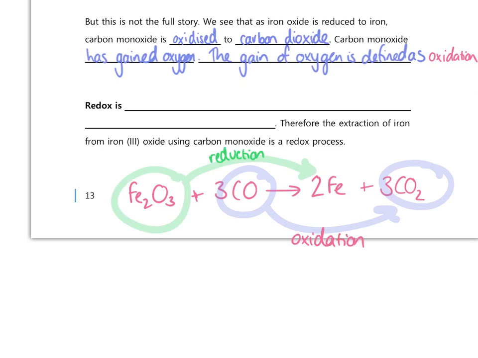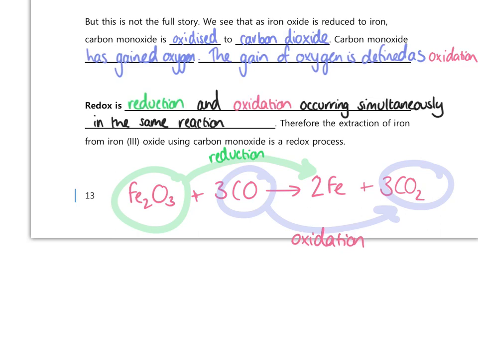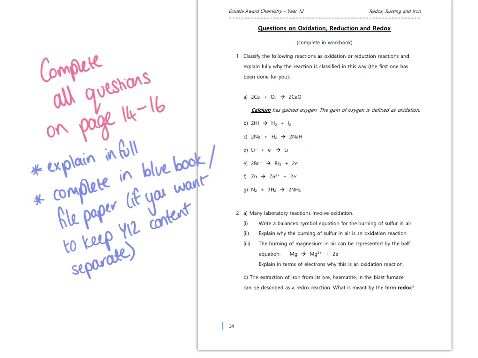So you can see that reduction and oxidation are occurring in the same reaction here, and so we can define this as a redox reaction. Why? Because redox is reduction and oxidation occurring simultaneously in the same reaction. So in that gap, just write your definition of a redox reaction. Redox is reduction and oxidation occurring simultaneously in the same reaction. So that finishes us off the first section of this topic and the main section of this topic, and this will be the biggest section.